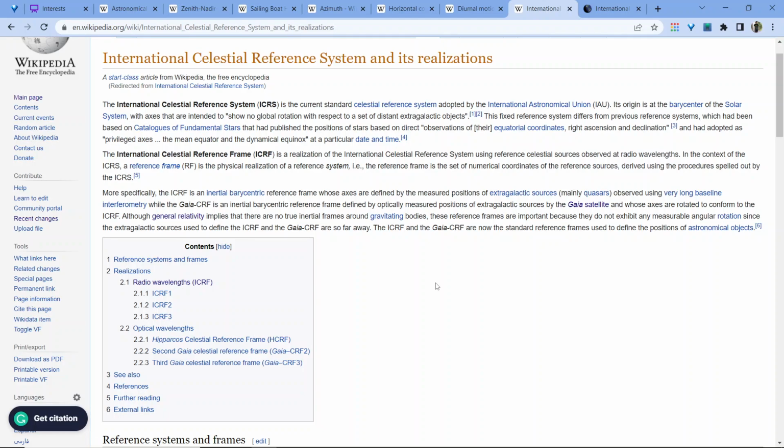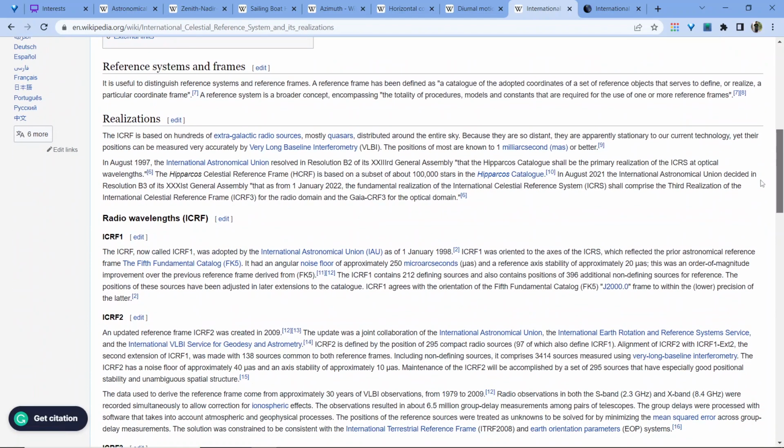by optically measuring positions of extragalactic sources by the Gaia satellite and whose axes are rotated to conform to the ICRF. Although general relativity implies there are no true inertial reference frames around gravitating bodies, these reference frames are important because they do not exhibit any measurable angular rotation since the extragalactic sources used to define the ICRF and the Gaia CRF are so far away. The ICRF and the Gaia CRF are now the standard reference frames used to define the positions of astronomical objects.